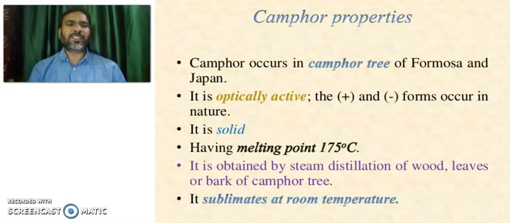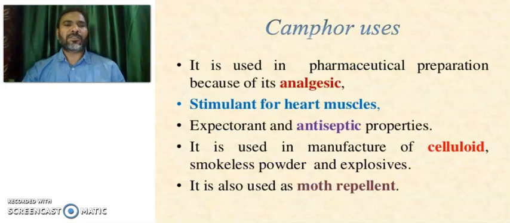Now camphor properties. Camphor occurs in the camphor tree of Formosa in Japan. It is optically active. The positive and negative forms occur in nature. It is a solid, having melting point 175 degrees Celsius. It is obtained by steam distillation of wood, leaves or bark of the camphor tree. It sublimes at room temperature.